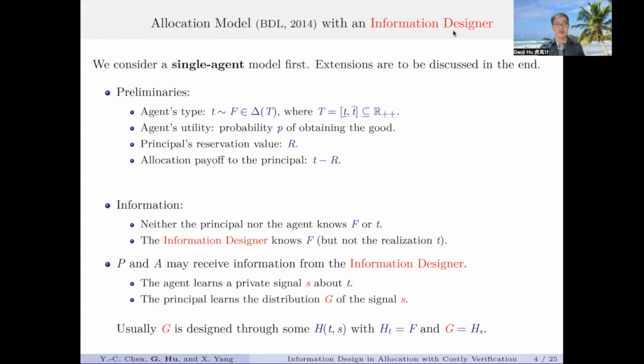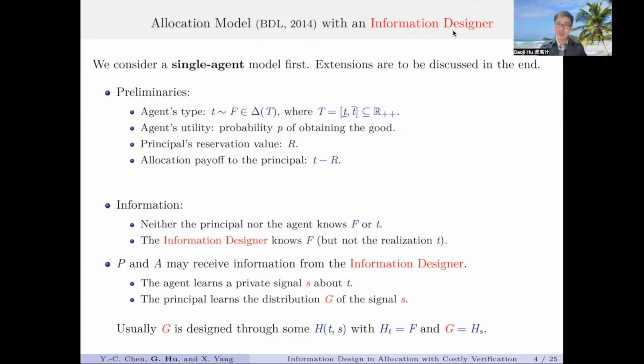Okay. First of all, some preliminaries. We denote the agent's type by small t, and the type follows the distribution capital F. The support of F is an interval. Okay. The agent's utility is simply the probability p of getting the good. The principal has a reservation value R. And if the principal allocates the good to the agent, then the principal gets an allocation payoff of t minus R. This is a net value.